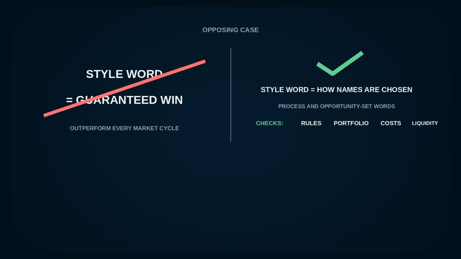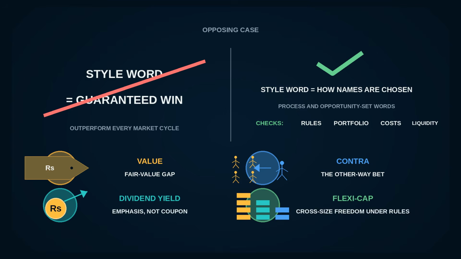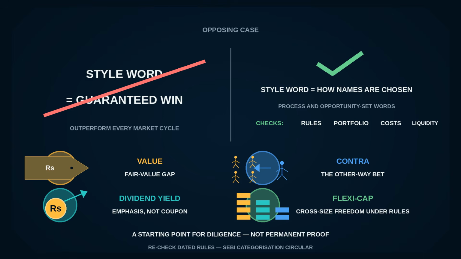Remember the split you learned. Value is a fair value gap reading. Contra is an against-consensus bet. Dividend yield is emphasis, not coupon. Flexi-Cap is cross-size freedom under rules. A category is a starting point for diligence, not permanent proof of outcome. Recheck dated rules under the SEBI categorization circular rather than freezing the label.